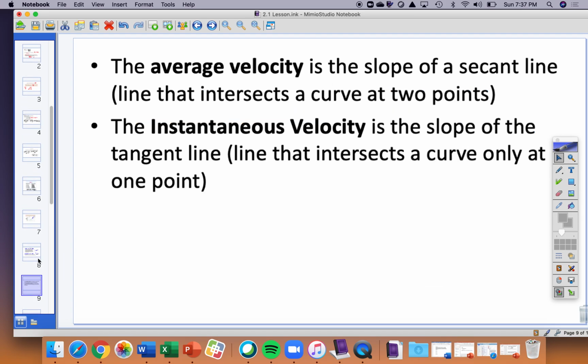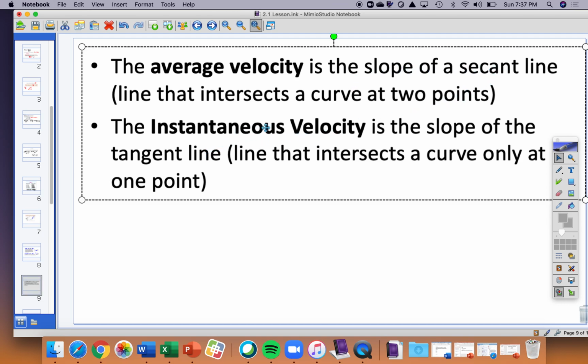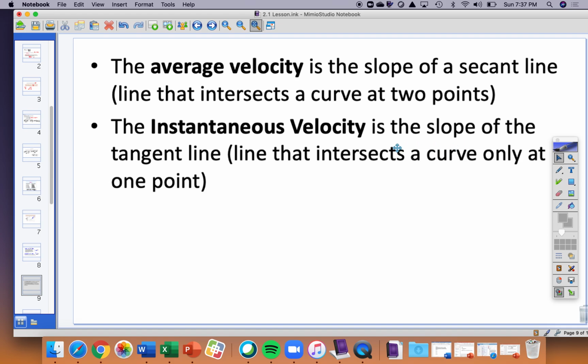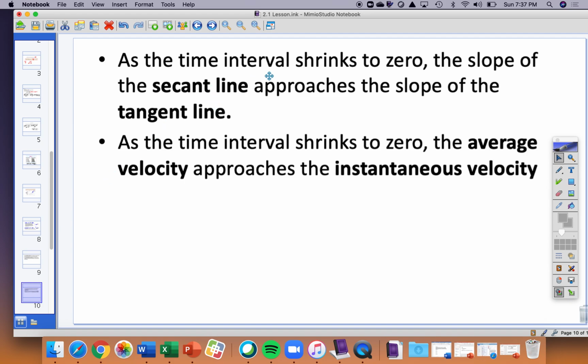Okay. Now, so again, the average velocity is the slope of a secant line, whereas the instantaneous velocity is the slope of the tangent line. As the time interval shrinks to 0, as that time interval gets closer and closer together, the slope of the secant line, which we said is the average velocity, approaches the slope of the tangent line.